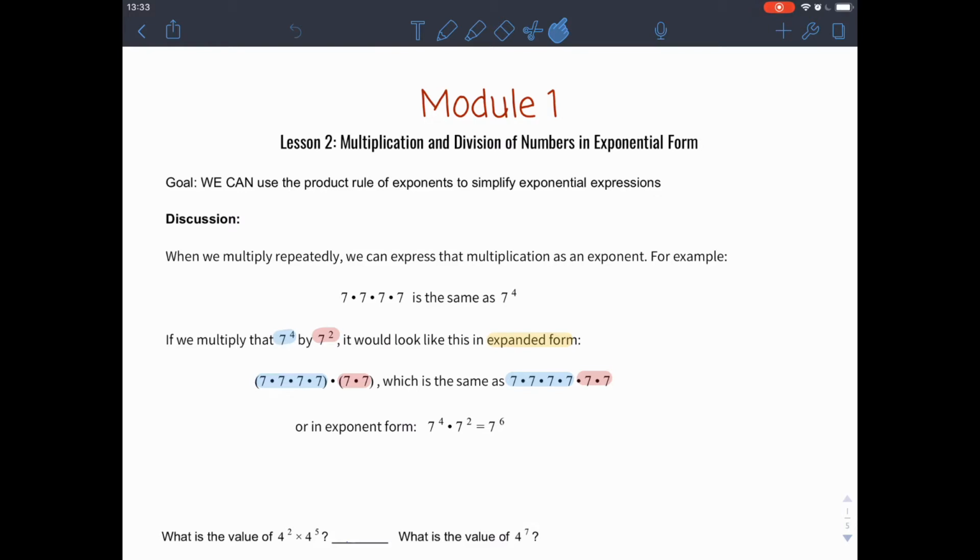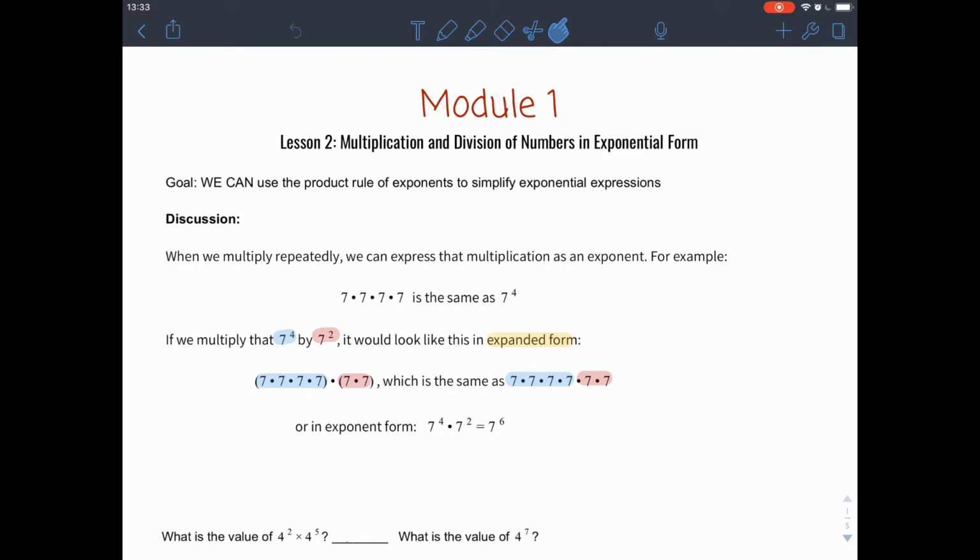In this video, we're looking at Lesson 2, Multiplication and Division of Numbers in Exponential Form. Our learning goal is to make sure we can use the product rule of exponents to simplify exponential expressions. This will help us to master Standard 7 EEA1: Know and apply the properties of integer exponents to generate equivalent numerical expressions.